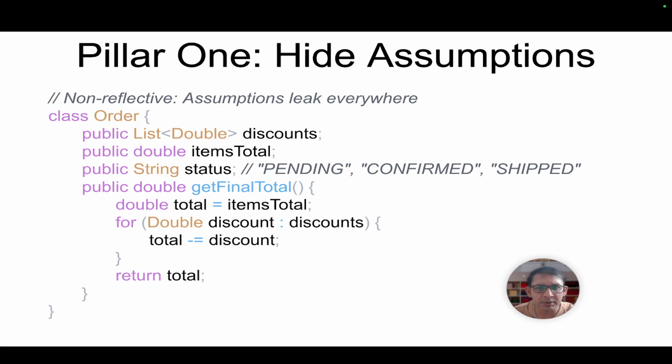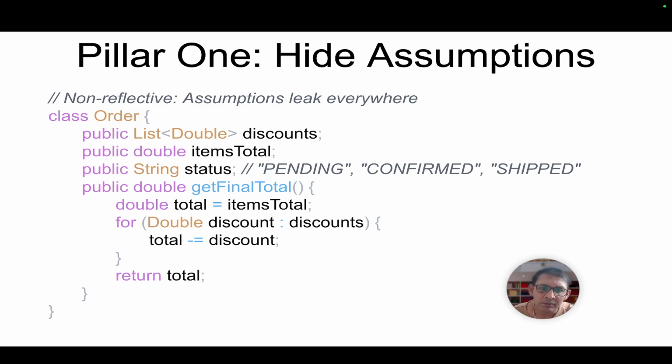Here's a concrete example from an e-commerce system. Let's say you have an order class. A non-reflective approach might look like this. Let me walk you through the assumptions this code exposes.